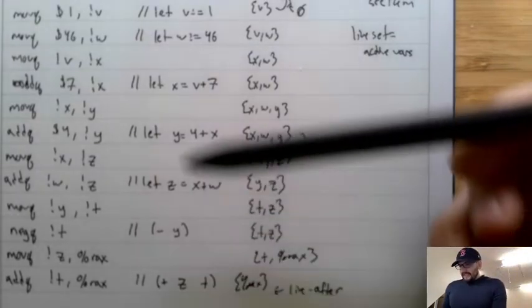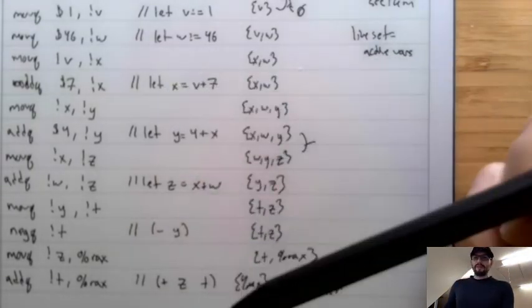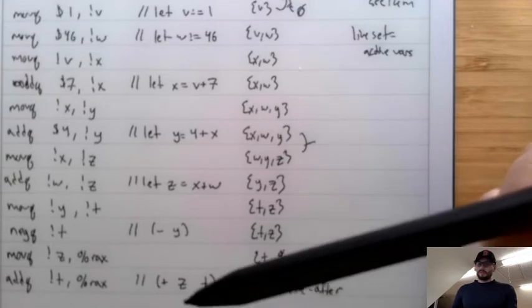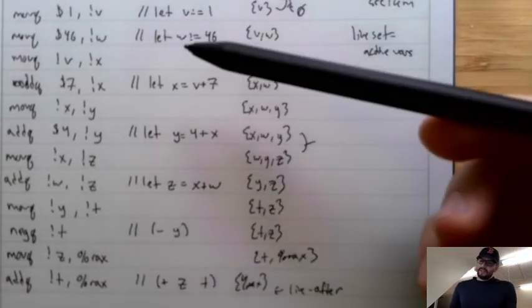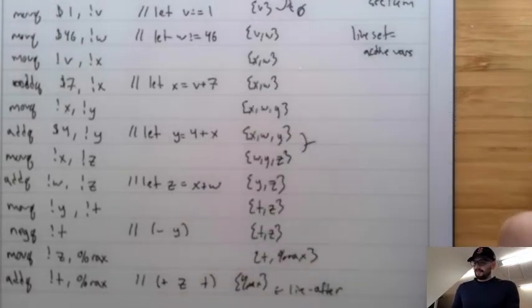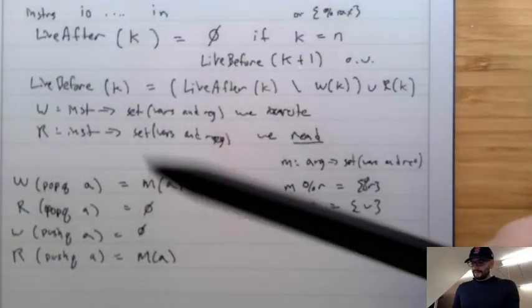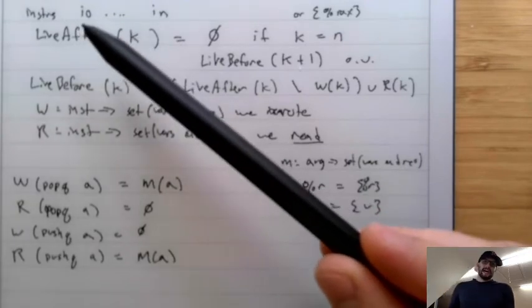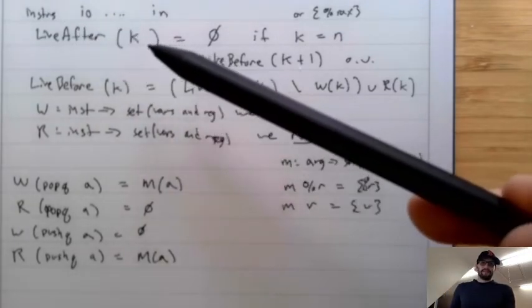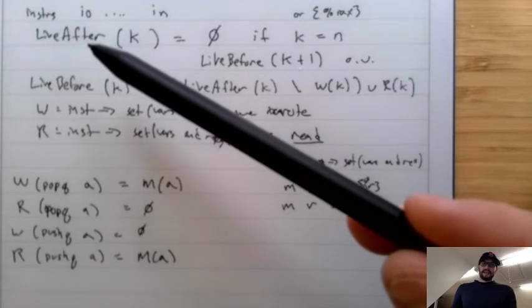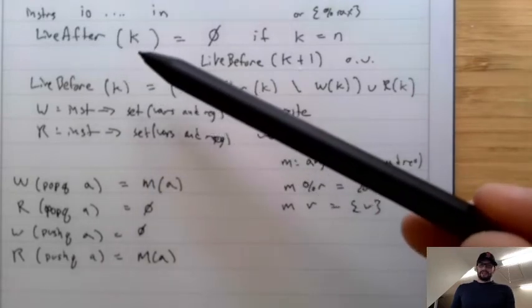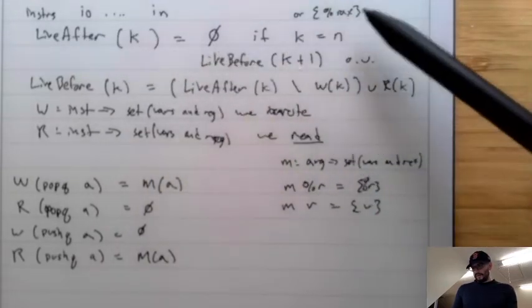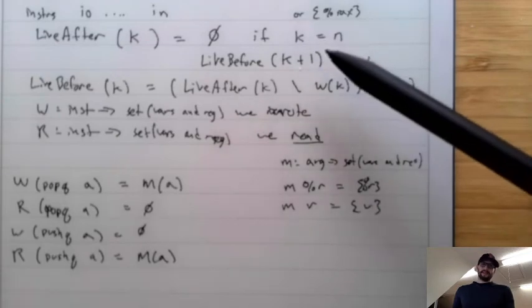So what this is, is what's called a bottom-up algorithm, where it starts at the bottom of the program and works backwards to figure out which variables are needed. We can codify this algorithm in the following way. Suppose that we have a list of instructions, I0 to IN. Then we'll say that the live after of the kth instruction is empty, or %RAX, if k is equal to n.